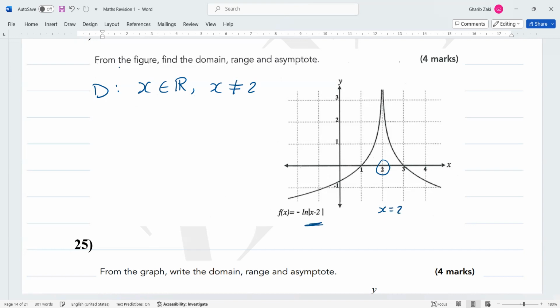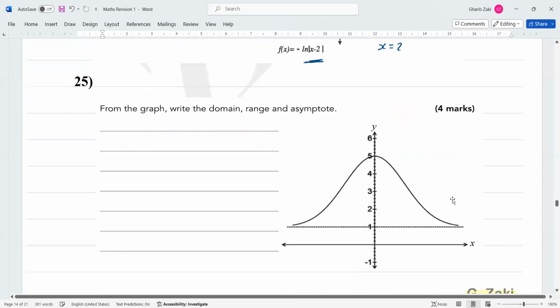Also, this is not ln. It is negative absolute value of ln of x minus 2. Now, what is the range? The range is y belongs to R. So the curve going up and down. What is the asymptote? It is the vertical line, x equals 2.